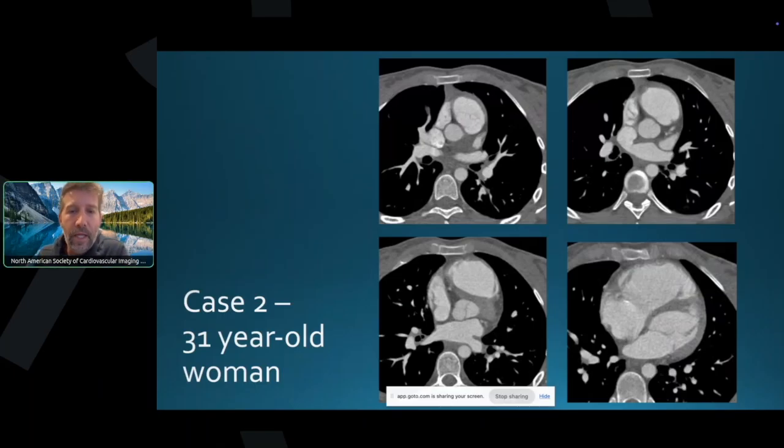I'm showing you only these images first. A 31-year-old woman with a dilated right ventricle seen on an echo. And you have several findings here. I'm going to start from the bottom up. This is a cut through the ventricles, and you can see obviously the RV is dilated. The right atrium is dilated too.